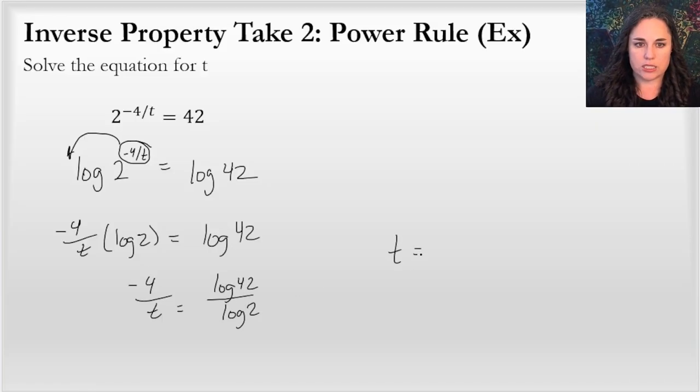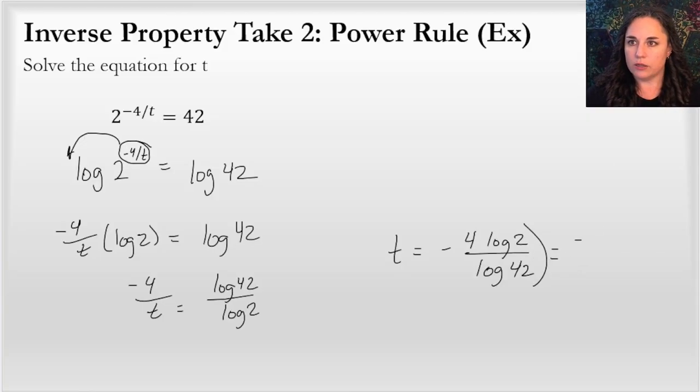I can solve for t in this situation. I'm still going to get a negative. I'm going to flip it and move it around. Negative 4, oh, I already have a negative. So t equals 4 log 2 over log 42. And then I would plug that into my calculator.